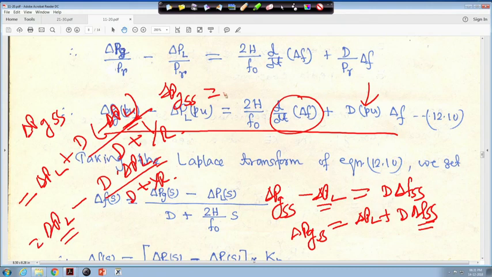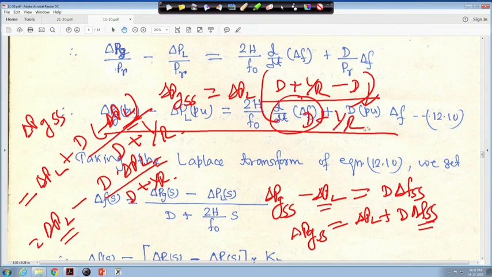Delta PGSS will be equal to, take delta PL common, then it will be d plus 1 upon R this side minus d, divided by d plus 1 upon R. So, d will be cancelled and finally this can be written as delta PL divided by, into d, here it is 1 upon R. So, basically it can be written as 1 plus R d, because it is 1 upon R multiplied. So it will be R d plus 1. So, delta PGSS will be delta PL upon 1 plus R d.